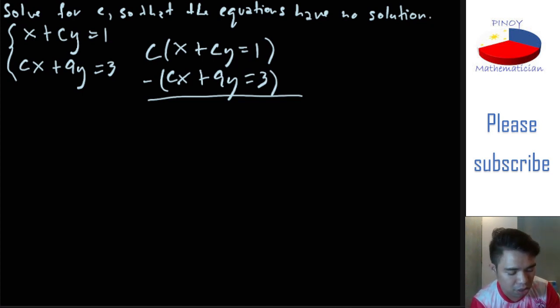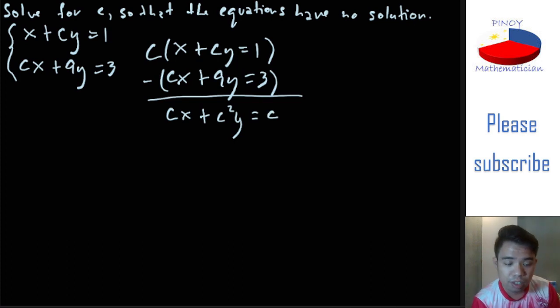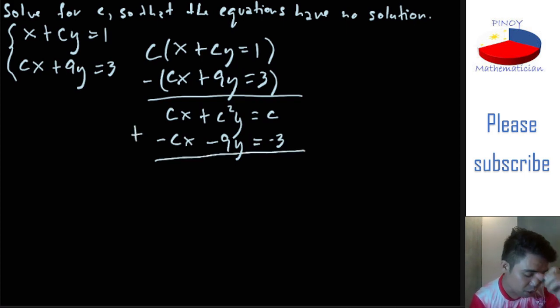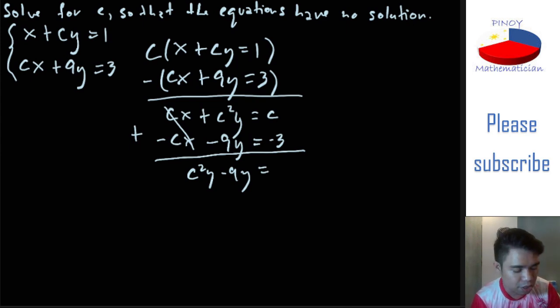Distribute the c, so it will be cx plus c squared y equals c. Then distribute the negative sign, so it will be negative cx minus 9y equals negative 3. All right, let's combine these two equations. cx plus negative cx is 0, so we can cancel that. c squared y plus negative 9y is c squared y minus 9y. Then c plus negative 3 is c minus 3.